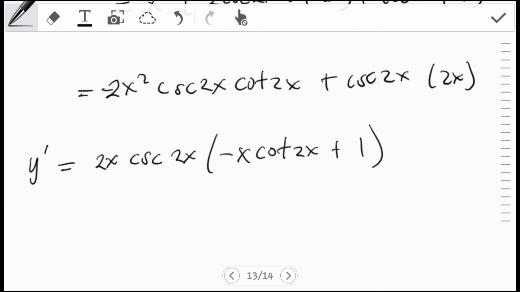So check: 2x times negative x, that is negative 2x squared, and then cosecant 2x and cotangent 2x. Okay, so then 2x times cosecant 2x times 1, that is 2x cosecant 2x. Okay, so therefore this is the final answer.